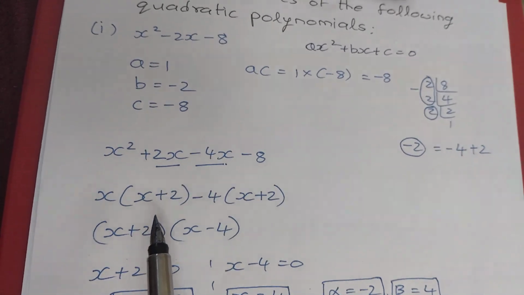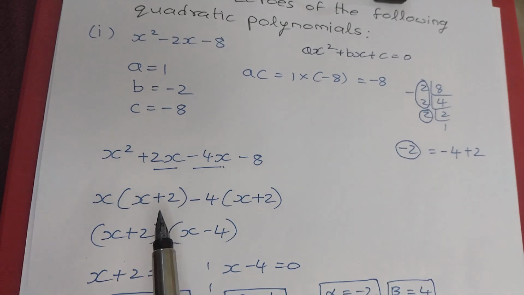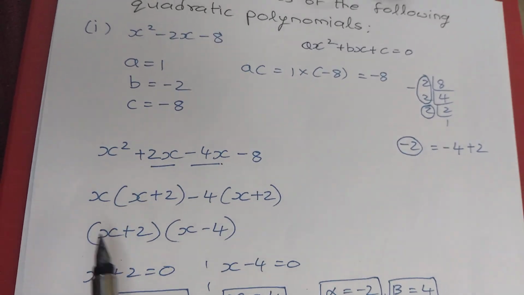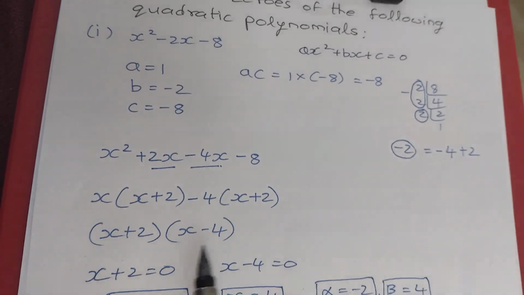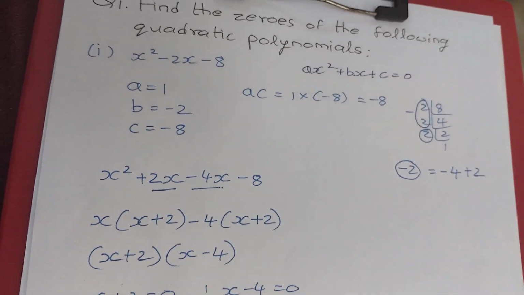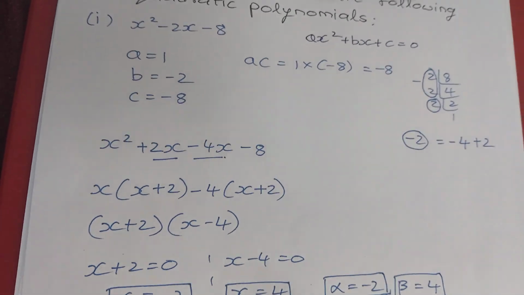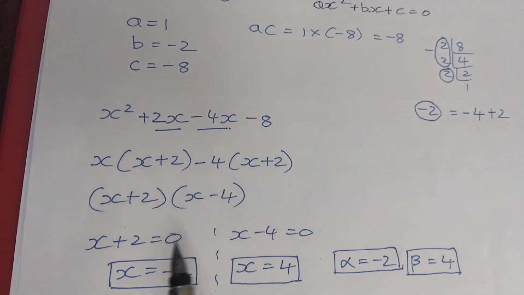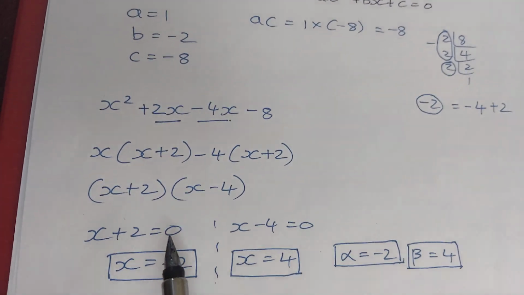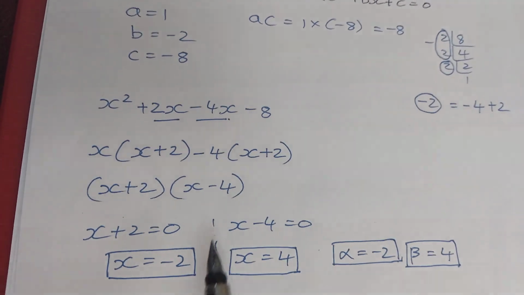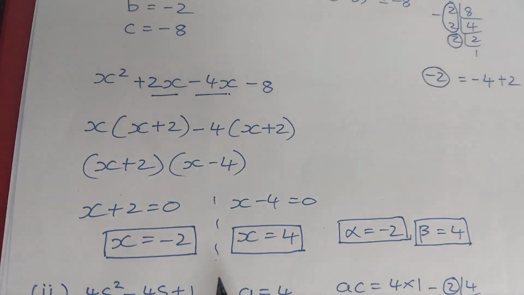So let us common out further x plus 2, and x plus 2, which is a factor in both of these terms. Let us pull it out. So x plus 2, and what remains is x minus 4. So clearly we have obtained two factors of the quadratic polynomial, and we have to equate each factor to 0 so that we can. Let us take x plus 2 is equal to 0. So 2 is sent to the other side. It becomes -2. X is equal to -2 is the alpha.